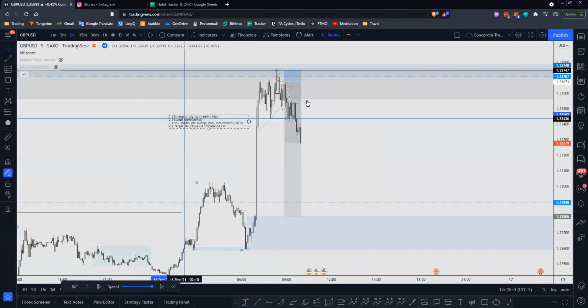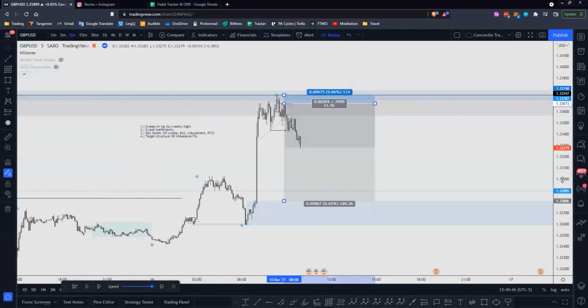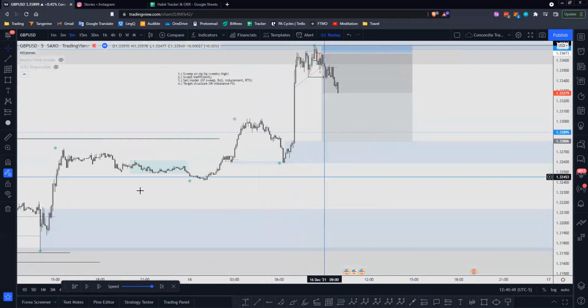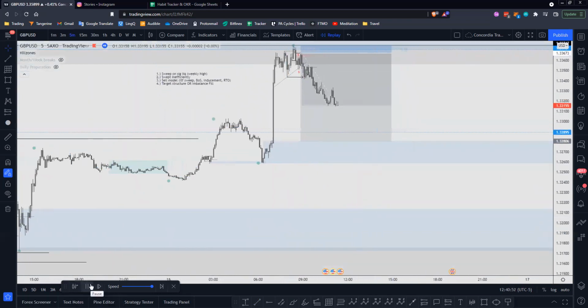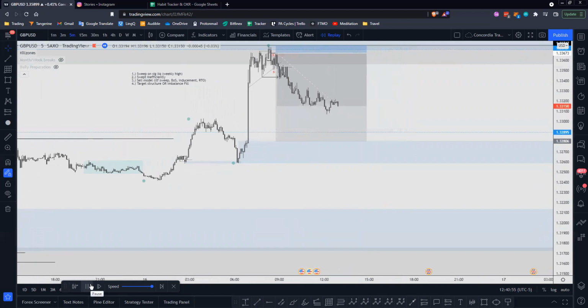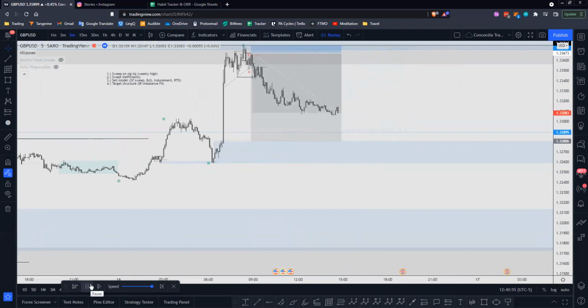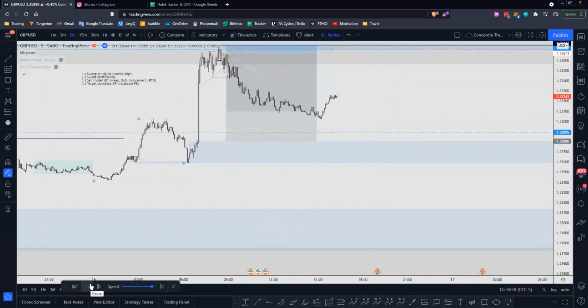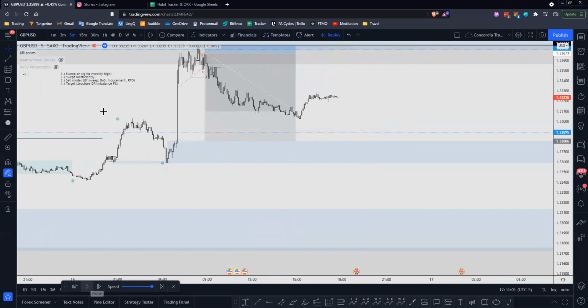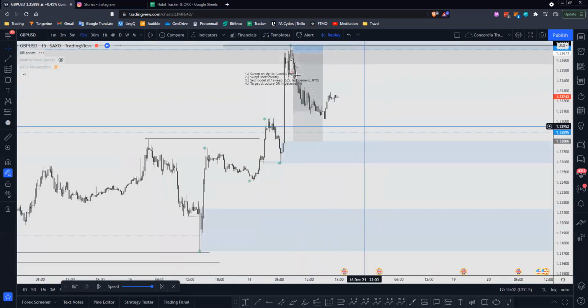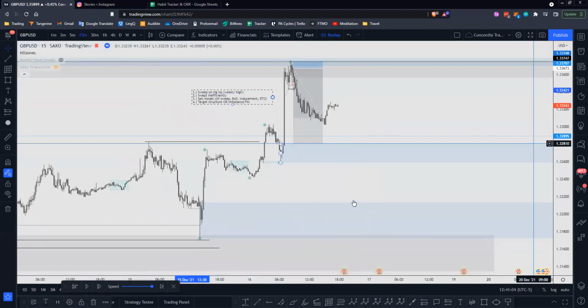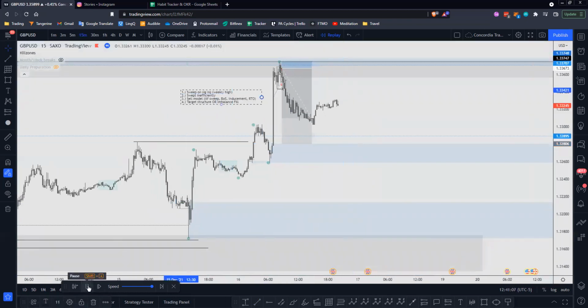Let's go on to the 5 minute, and let's see if we get a decent reaction from here or if it's going to come back down to here. Okay, so you can see price action respecting. Okay, let me go on a higher, let's go on 15 minute because it's kind of coming down a little choppily.